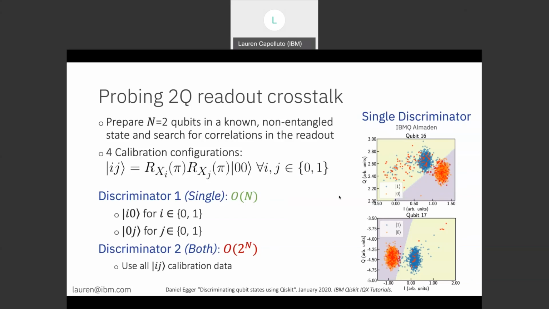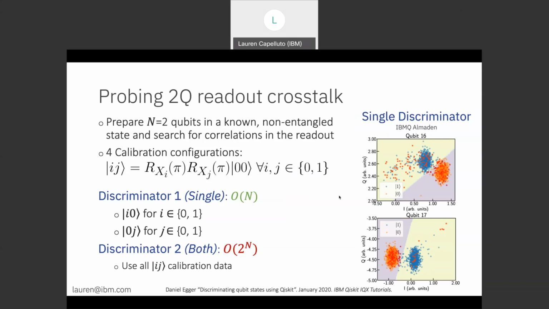Then using this data, we build 2 discriminators. One is going to use a subset of the data. So qubit 16 will be discriminated while qubit 17 will be held in the ground state and vice versa. Discriminator 2 is using all 4 calibration setups. So we'd expect that discriminator 2 will perform better if there's readout crosstalk, because perhaps the state of qubit 16 in the ground state will shift a bit depending on the state of qubit 17.